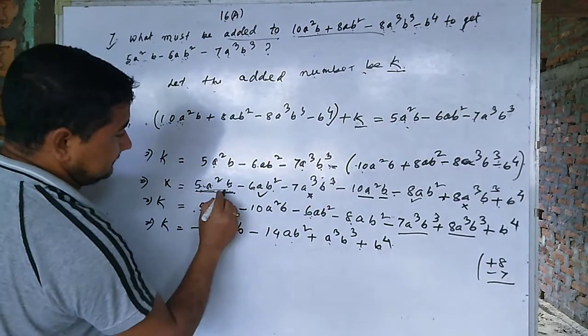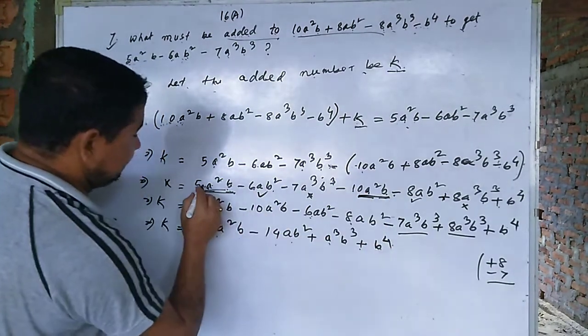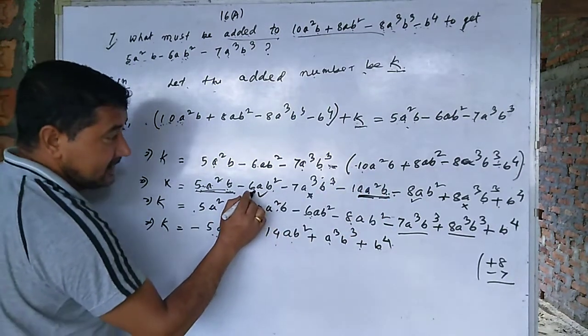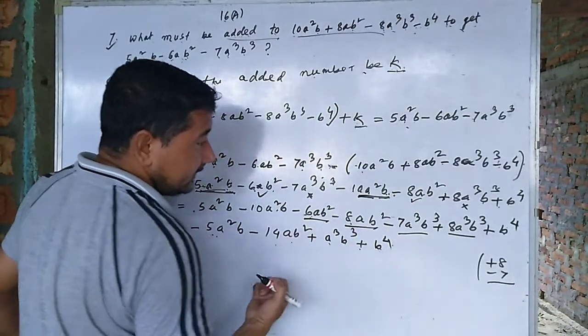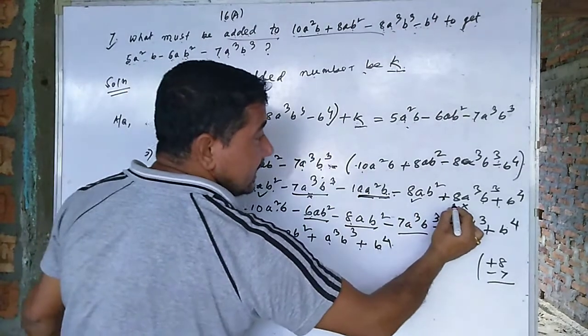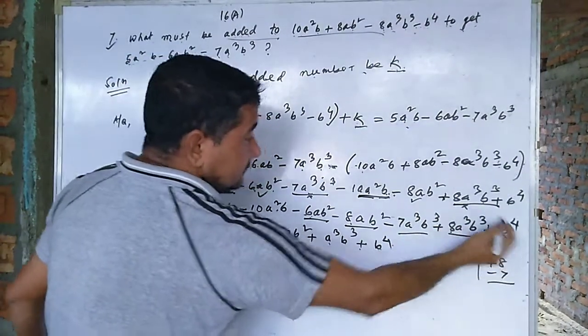You can write these two terms in the same place. 5a square b and 10a square b, same place. And 6ab square minus 8b square. And 7a cube, 8 cube b cube. And the last term is b to the power 4.